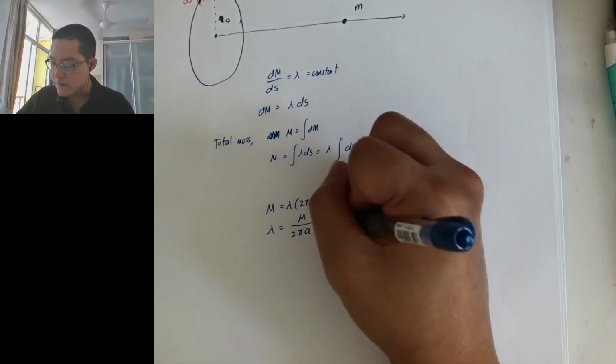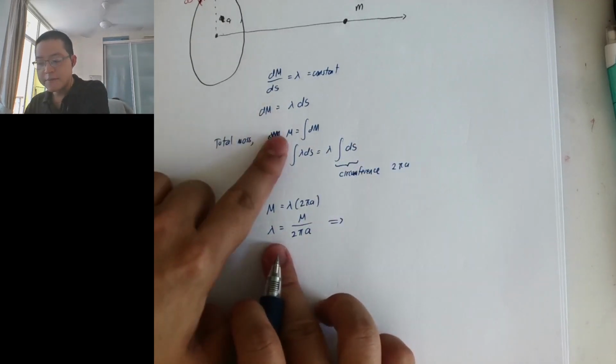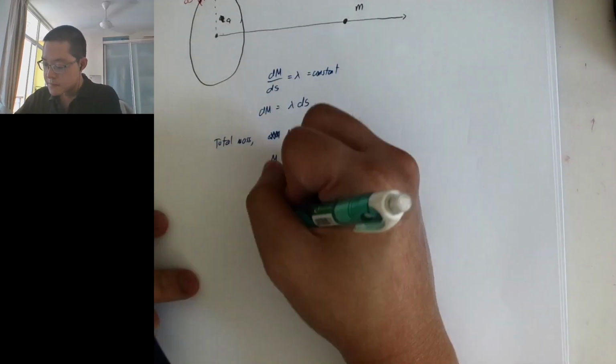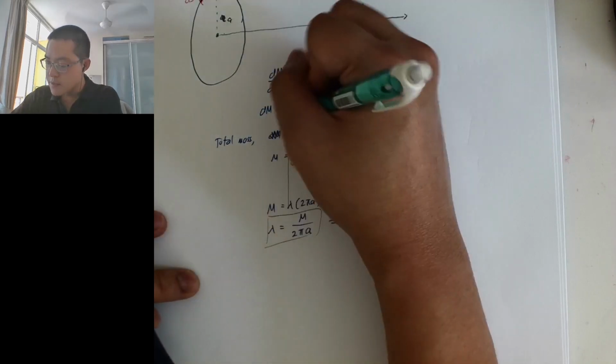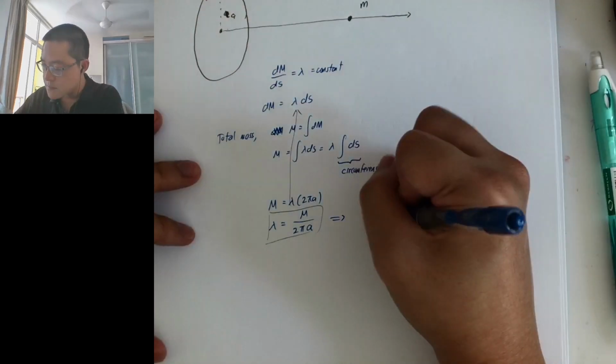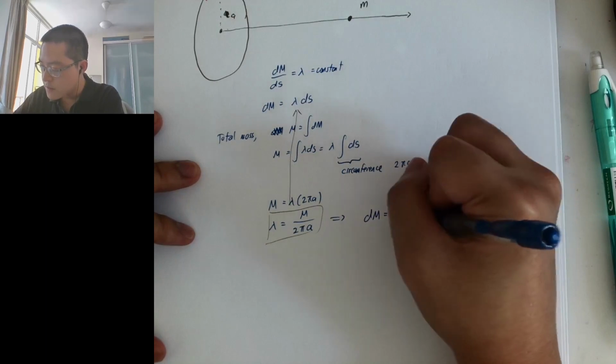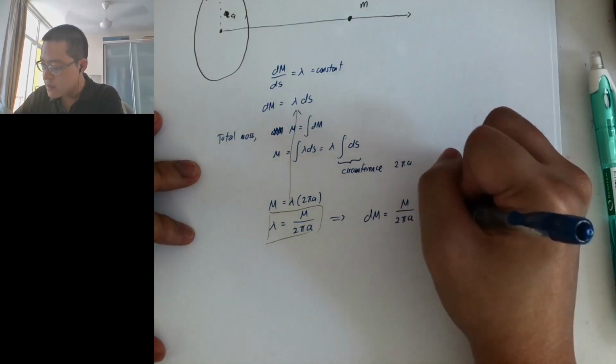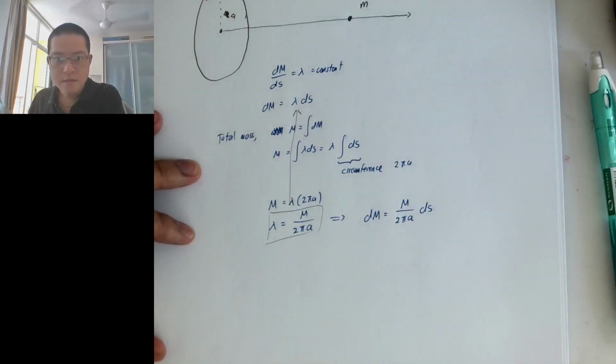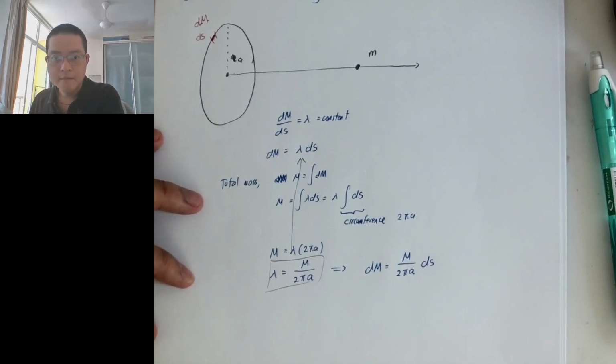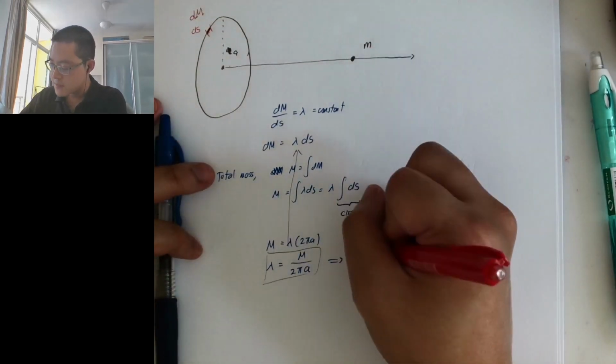So from here I got my expression for lambda. I can put this back into here, so that my dm is m over 2 pi a ds. Okay, we will use this later.